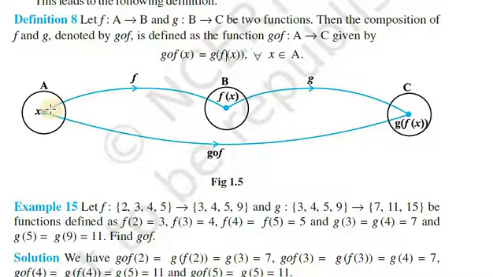f is a function taking x to f(x), and g is taking f(x) to g(f(x)). So g∘f takes x to g(f(x)). It will be clear from the examples. Let's go to example number 5.